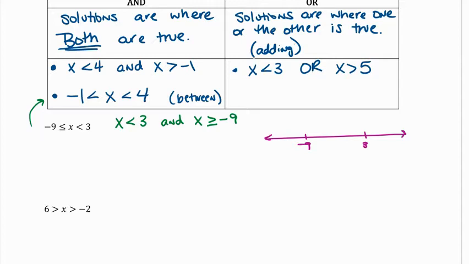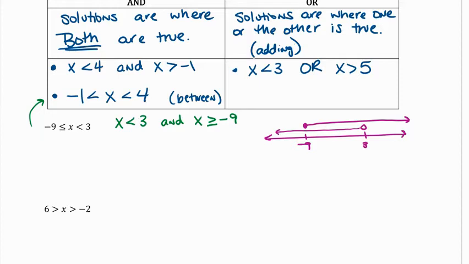So x is less than 3. Well, that would be an open circle at 3. And then I want to go less than 3, so I would shade that direction, to the left. The other one says that x is greater than or equal to -9. So that would be a closed circle at -9. And then greater than would be shaded to the right, right?